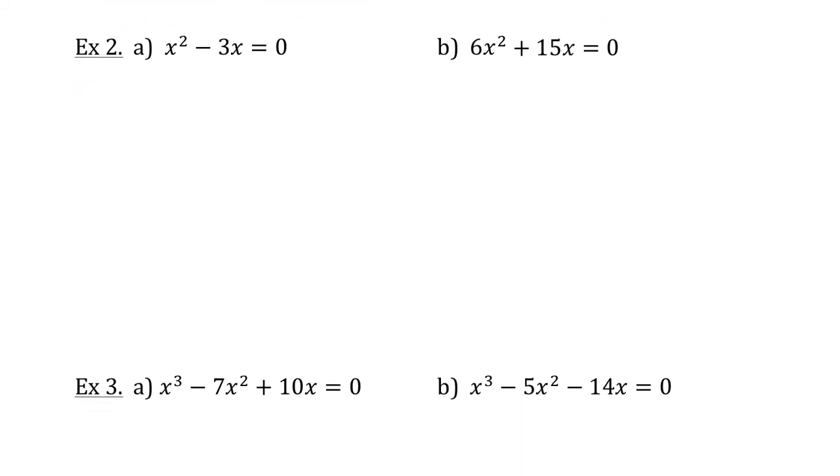Okay, I'm going to do the same thing for these. This is standard form. It's highest degree to lowest, and it does equal 0, which is perfect. Now, is there a common factor between x squared and 3x? Actually, there is. They both have an x in common. So let me take out the x.